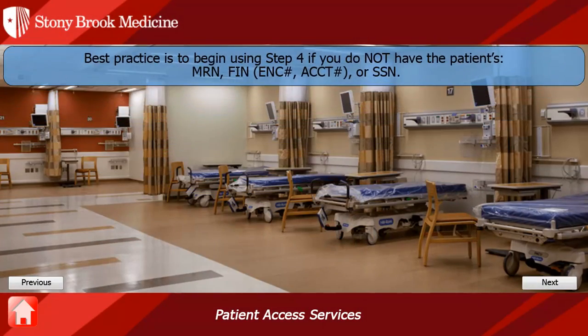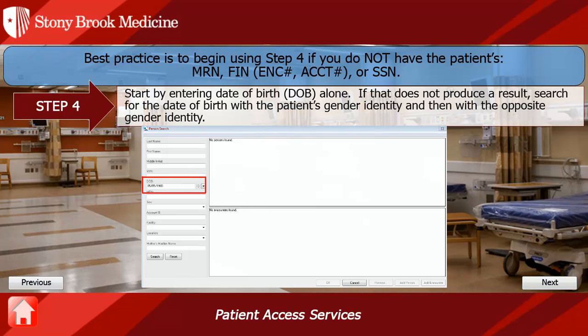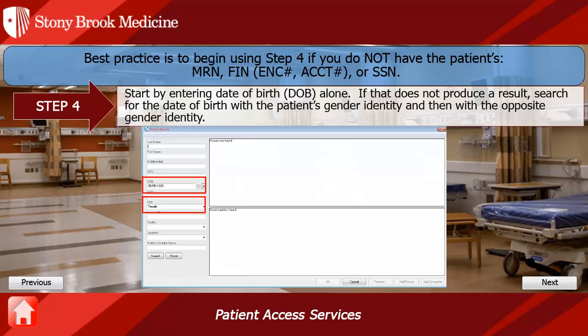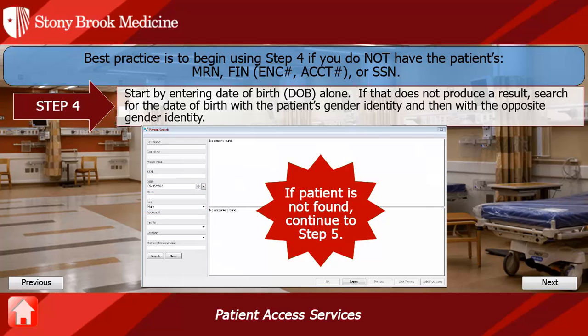Best practice is to begin using Step 4 if you do not have the patient's MRN, FIN, encounter, account, or Social Security number. Step 4. Search using variations of date of birth and patient's gender identity. Start by entering date of birth alone. If that does not produce a result, search by the date of birth with the patient's gender identity, and then date of birth with the opposite gender identity. If the patient is not found, continue to Step 5.